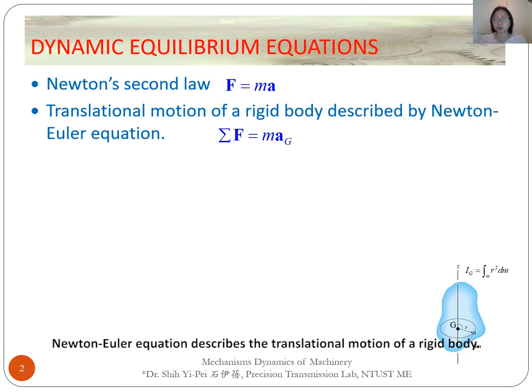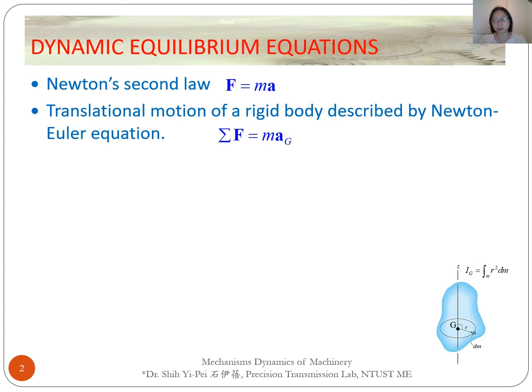Newton's first equation describes the translational motion of a rigid body. It states the sum of all external forces acting on the body is equal to the body's mass times acceleration of its mass center G.